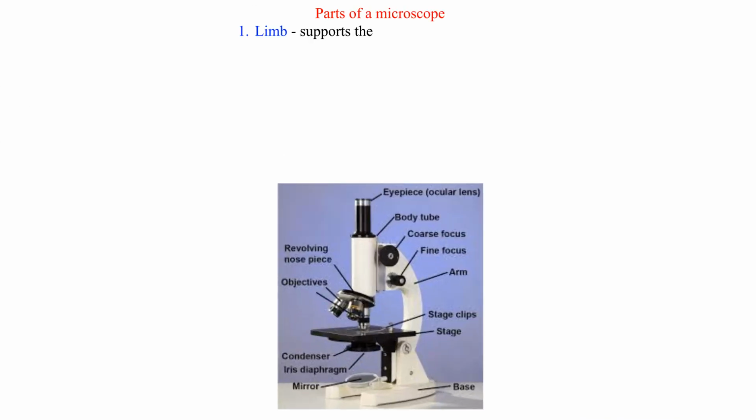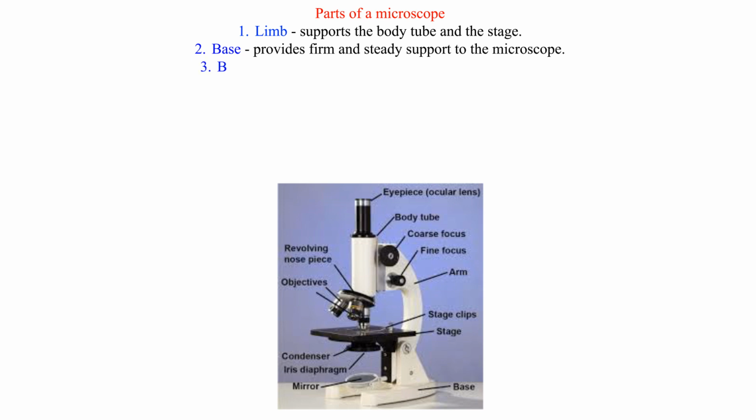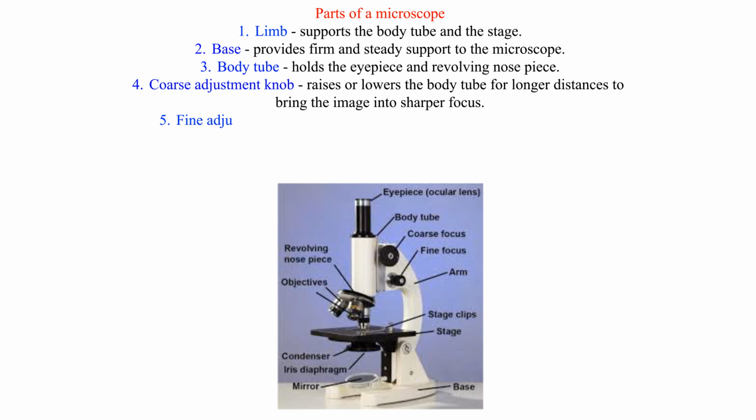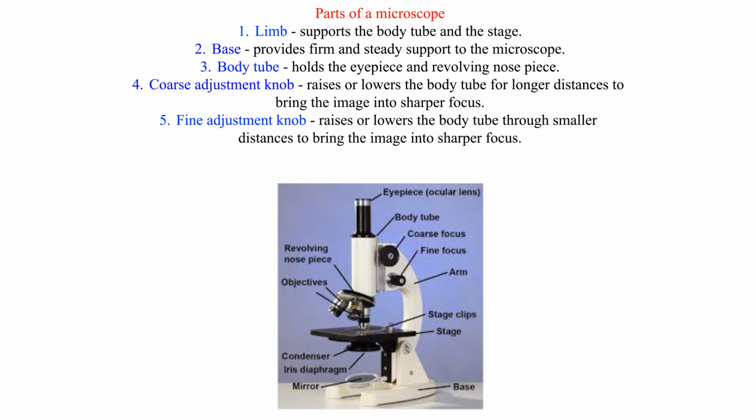Parts of a microscope. 1. Limb supports the body tube and the stage. 2. Base provides firm and steady support to the microscope. 3. Body tube holds the eyepiece and revolving nose piece. 4. Coarse adjustment knob raises or lowers the body tube for longer distances to bring the image into sharper focus. 5. Fine adjustment knob raises or lowers the body tube through smaller distances to bring the image into sharper focus.